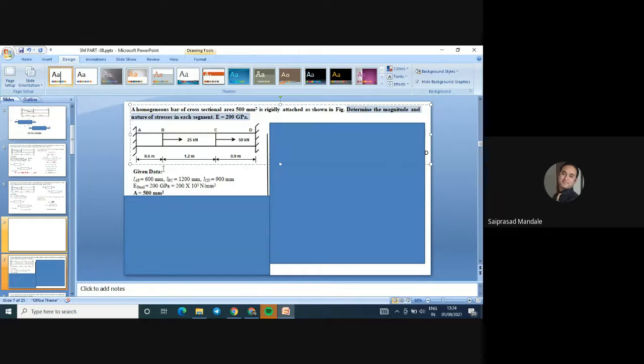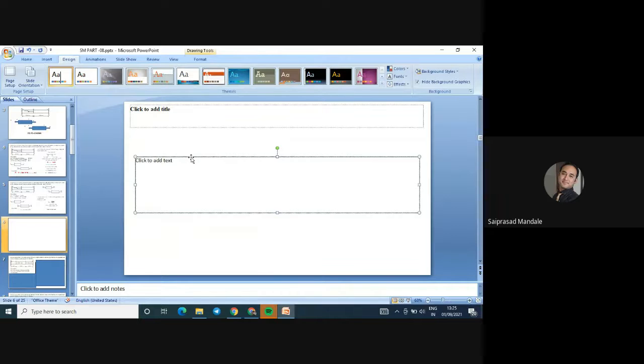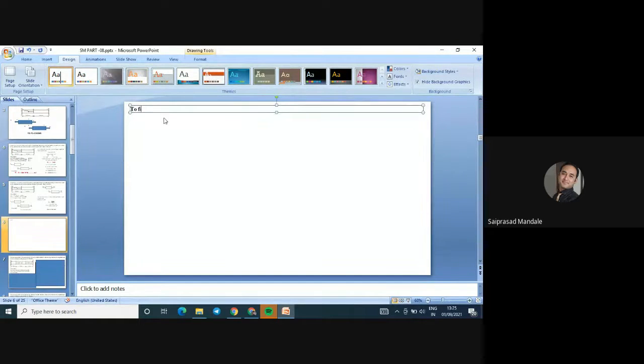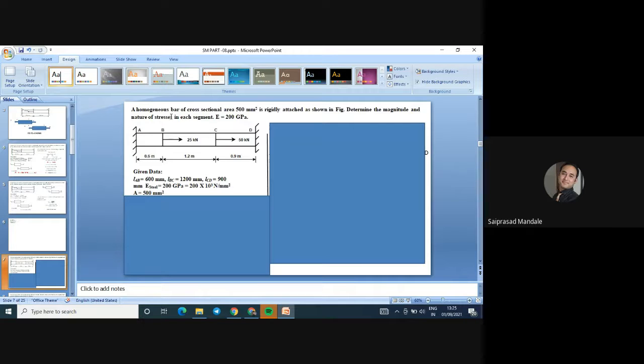So L of AB is equal to 0.6 meter, meaning 600 mm. L of BC is equal to 1200 mm. L of CD is equal to 9 mm. E is given to us. So these parameters are given to us. What is to be identified? To find F1, F2, F3 is equal to question mark, and stresses is equal to question mark. These things we have to identify. So what is the first step? Tell me.